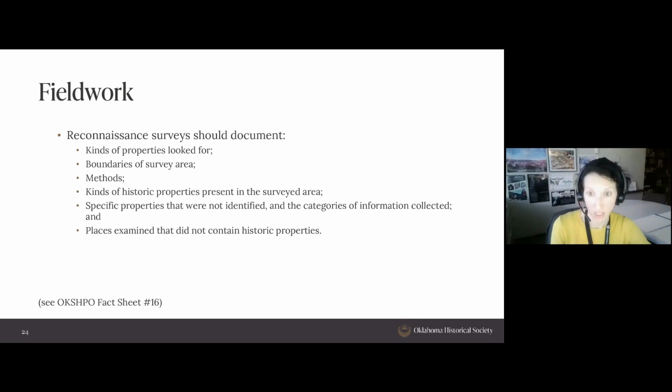A reconnaissance survey should document, and this will look familiar when we go to the next one, the kinds of properties that you're looking for, the boundaries of your survey area, your methods, the kinds of historic properties present in the surveyed area, specific properties that were not identified, and the categories of information collected, and places examined that did not contain historic properties.